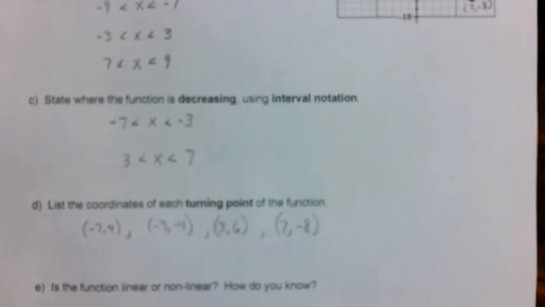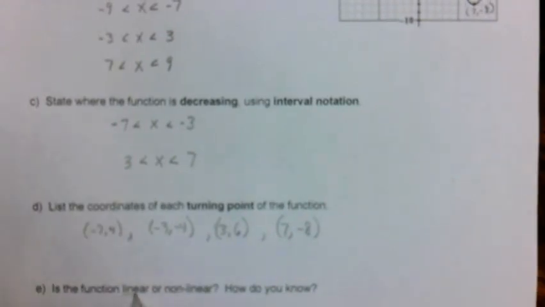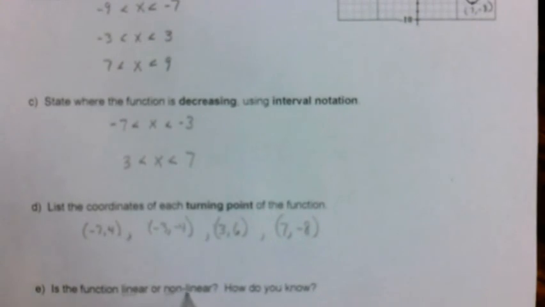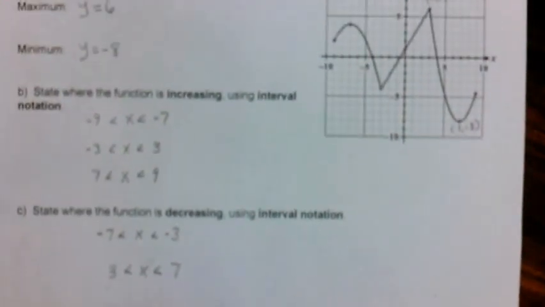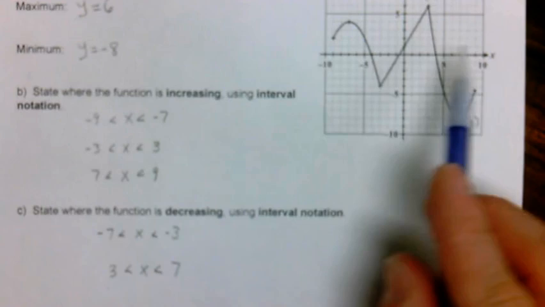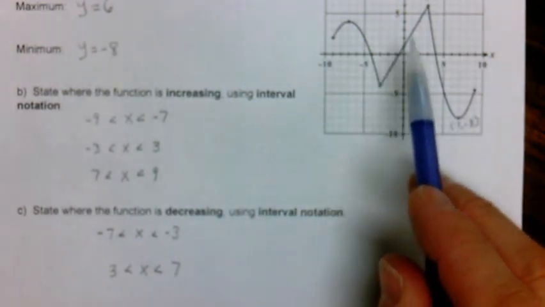And then finally, is the function linear or nonlinear? How do you know? Well, again, linear means that it's going to be a straight line. Nonlinear means that it is not a straight line. And clearly looking at this as we move from left to right, this function curves in many places. This is a nonlinear function.